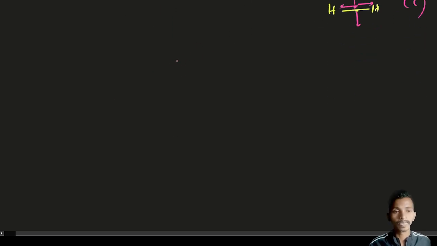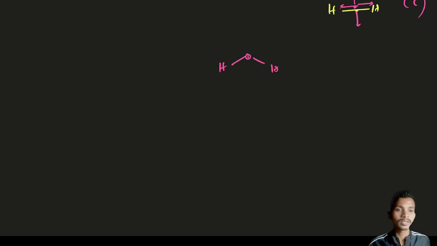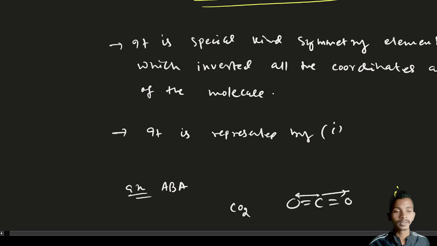Similarly, if I talk about the water molecule, from this point, if I go here, nothing is there. Here nothing. Here nothing there. Here hydrogen is there, which means i is absent. Means from the point, if you go in any direction and you get the same thing, then i is present.